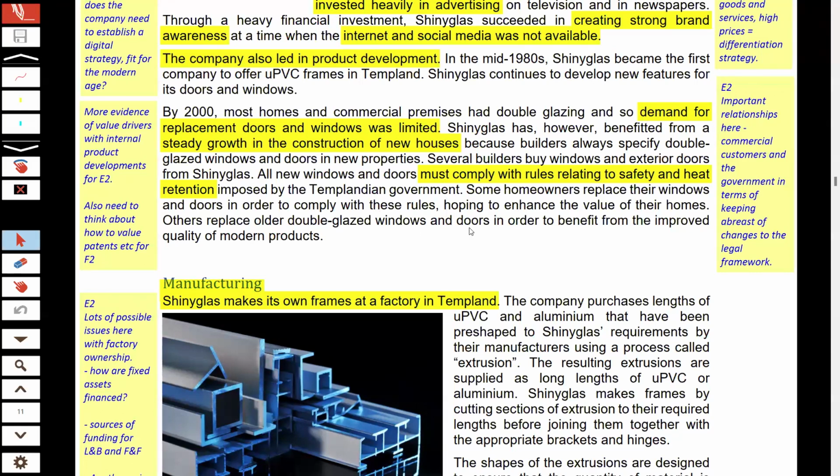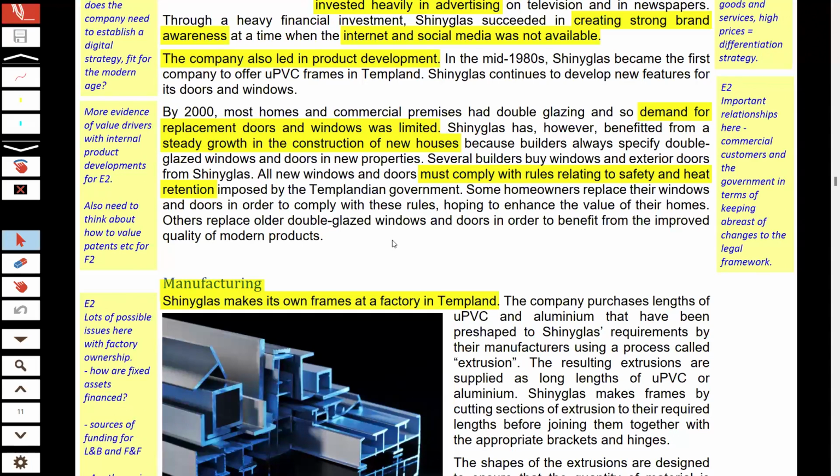I'm also thinking with this paragraph, and it's the last one I'm going to look at today, is that by 2000, demand for replacement doors and windows was limited. Okay, so 2024 then? Where are we now? And is it now the time that Shinyglas needs to be innovating, finding new types of frames, looking into what other sources there are of sealed units, what type of glass is there? Are there different sources of manufacturing of those that have different characteristics that would suit different customers?